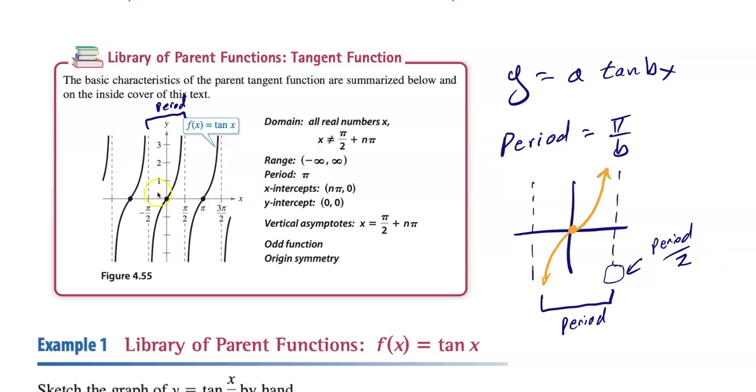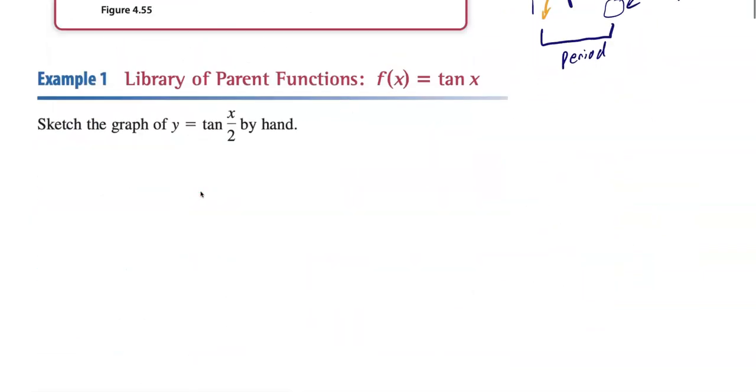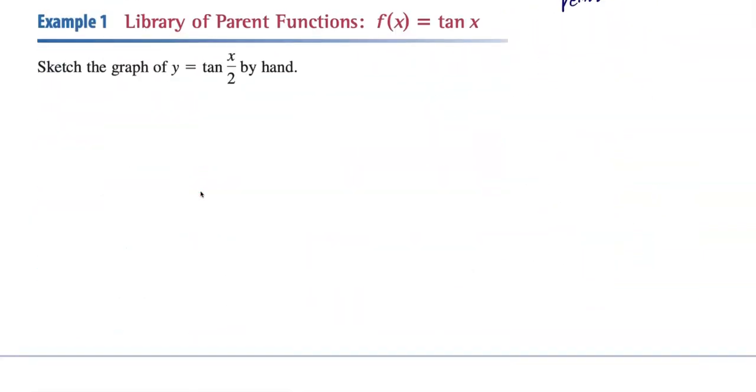So start at the origin, looks kind of like an x cubed graph. Then we have asymptotes at half the length of the period, because your period is spanning the whole spot. So let's do an example. We're going to sketch this graph by hand. All I really have to worry about is the period. Period here is pi over 1/2. Pi over b is my period. In this case, our b is 1/2.